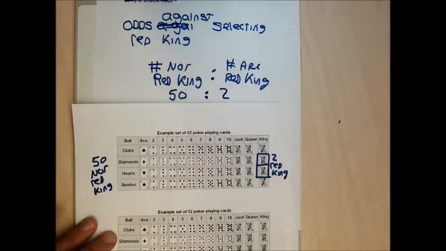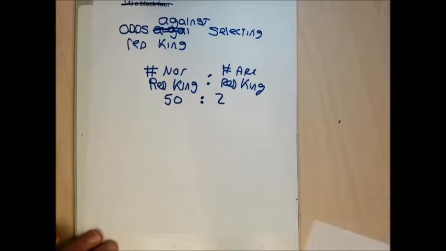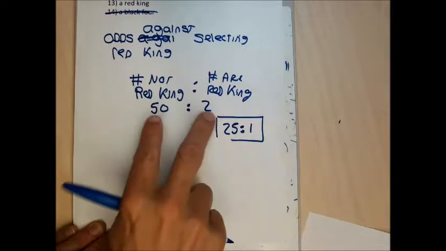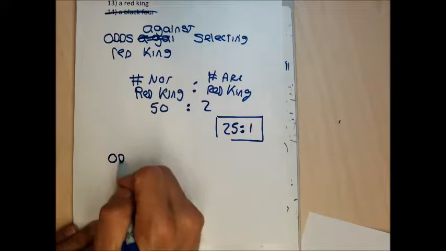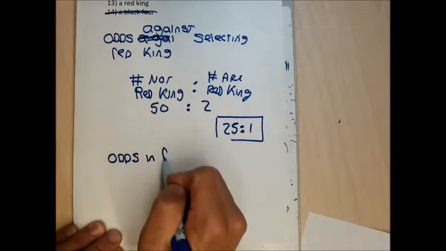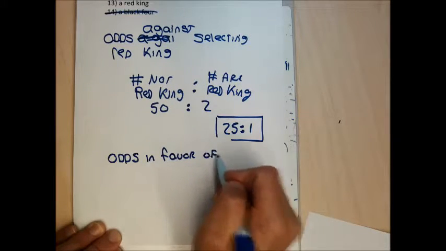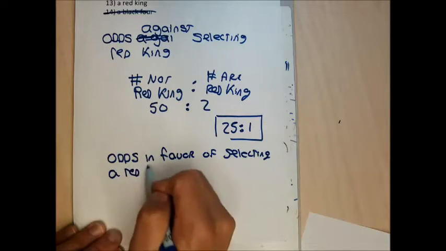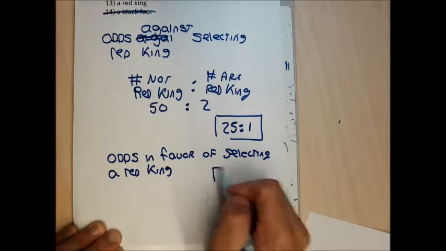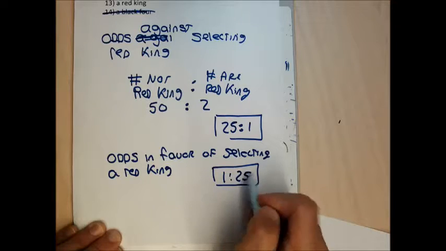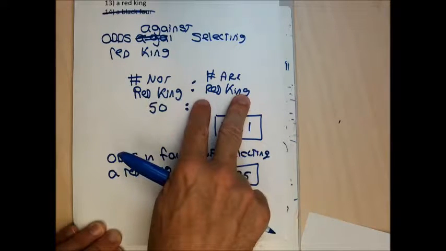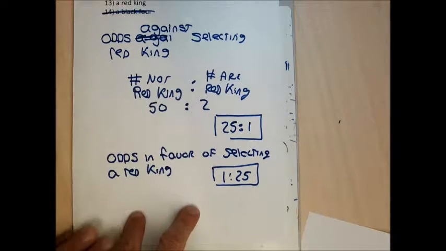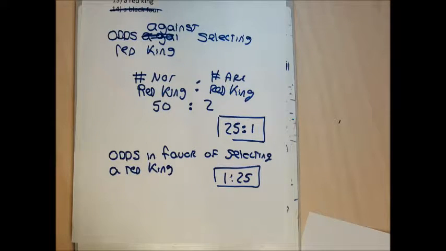So the numbers that I need for my odds are the 50 that are not red kings, followed by the 2 that are red kings. I'm going to treat that as a fraction and reduce by 2. My answer to 13 for the odds against is going to be 25 to 1, just by dividing those by 2. And then, of course, if I want to do the odds in favor of selecting a red king, I'm just going to reverse this and say it's 1 to 25. I could say it's the number that are red king, colon, the number that are not red king. By reversing these, you'd get 2 colon 50, and then you can reduce. All right, so done with the cards.